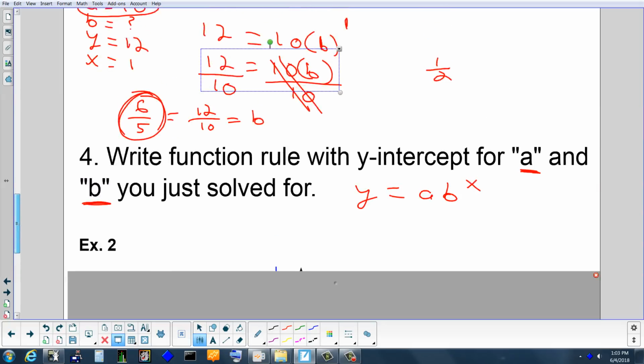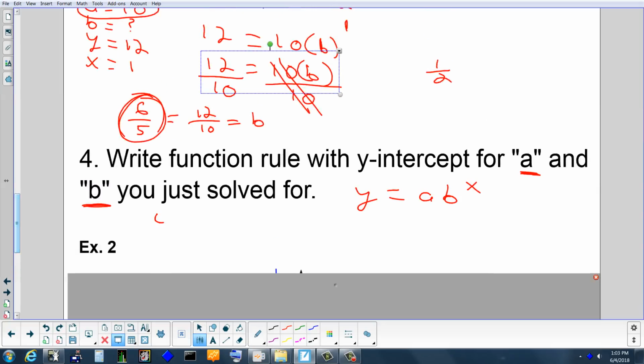So our answer would be like 12 equals 10b to the first. Remember, the two things that I circled, they don't change. You're gonna leave them the way they are. Every final answer has to have X and Y in it. The only two numbers you're gonna have in the final answer, you're gonna put a number in for A and a number in for B. So don't change those two things that I wrote.